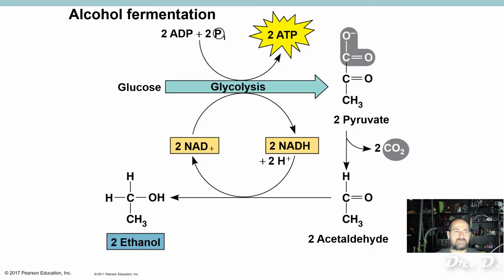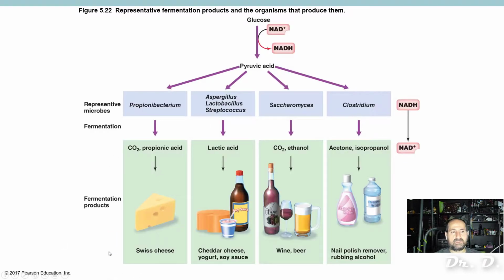In fact, let me show you this real quick. This is just showing you the microbes and the fermentation products they make. See, you can make carbon dioxide and propionic acid. That's a fermentation product. Lactic acid is a fermentation product. Ethanol and CO2 is a fermentation product. Acetone, isopropanol is a fermentation product. There are many different fermentation products.